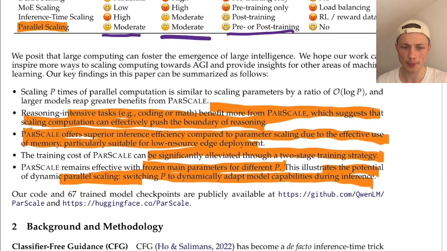Okay, the last important point here is that they found that reasoning-intensive tasks benefit more from ParScale, which suggests that scaling computation can effectively push the boundary of reasoning. So that's pretty important. Currently, we want to get better reasoning, and they found out, okay, ParScale also has a great benefit for reasoning tasks, so coding or math.